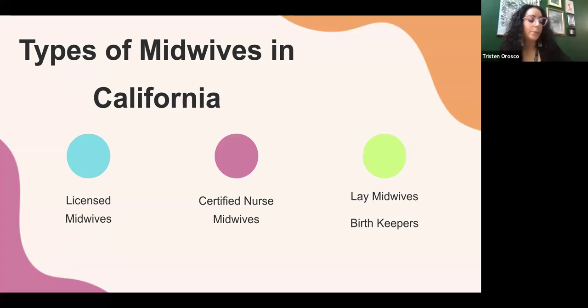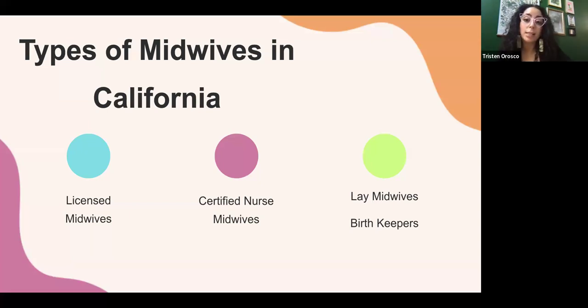So for licensed midwives, we are governed by the Medical Board of California. We mostly practice in a home birth setting or a birth center setting, though our licensure does not say or prohibit us from practicing in a hospital. In fact, there are some licensed midwives that have had hospital privileges in parts of the state.